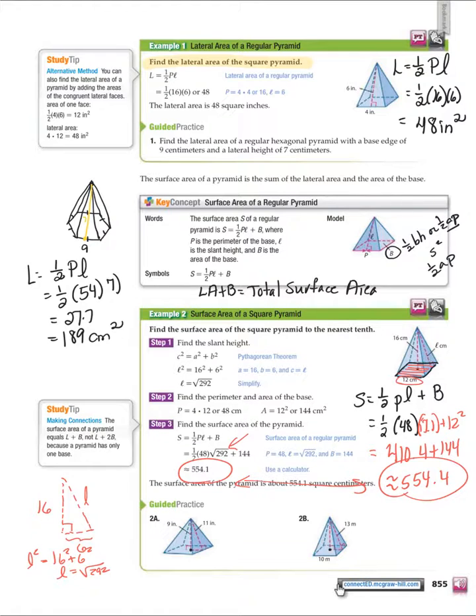All right, first thing that we're going to do is write down our formula so that we have a focus. We want the total surface area, so our total surface area is 1/2 the perimeter of the base times the slant height plus the area of the base.